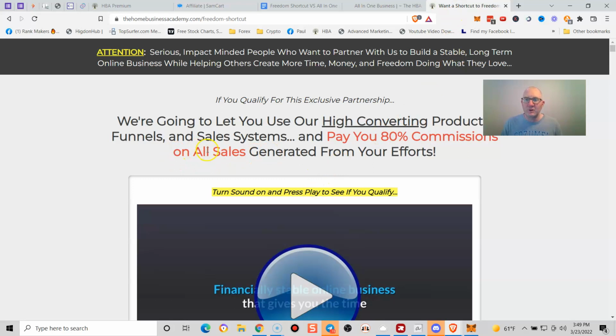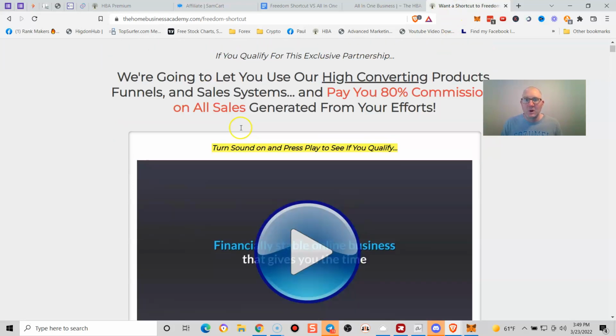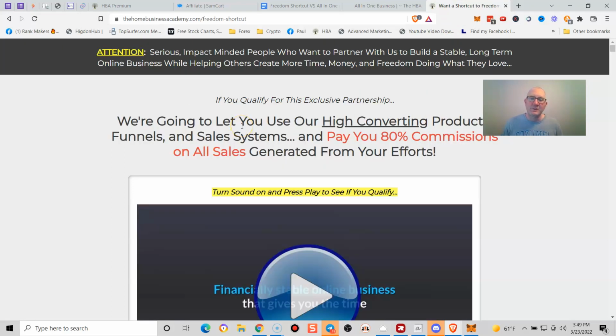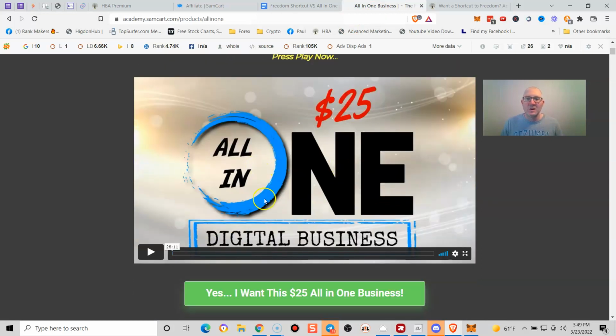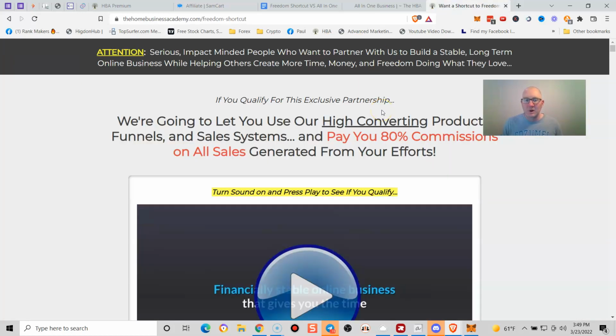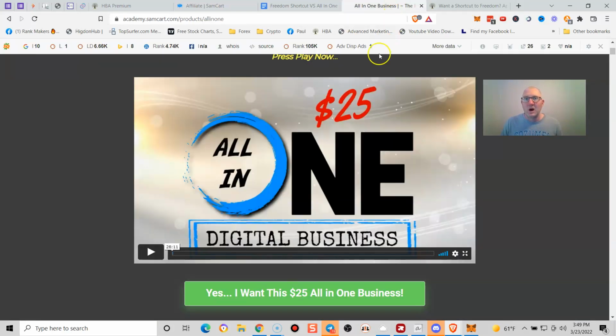First off, I want to start with the two different product bundles. You can purchase each product separately in HBA, but they do offer bundles. I'm calling them bundles. There's actually two different sales funnels here. We actually have more than two, but I'm just covering these two. The two I'm covering are called the Freedom Shortcut, and the other one, the newest one, is the all-in-one digital business for just $25.